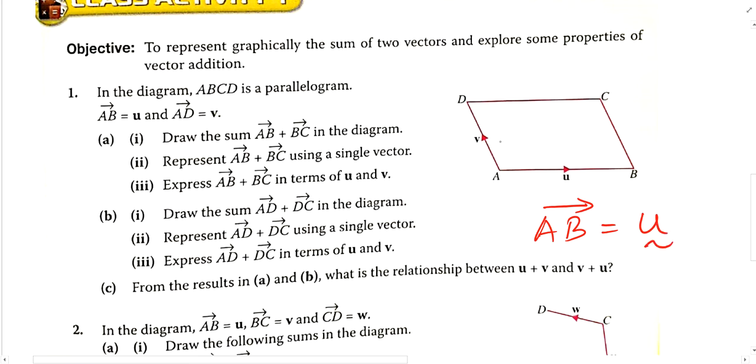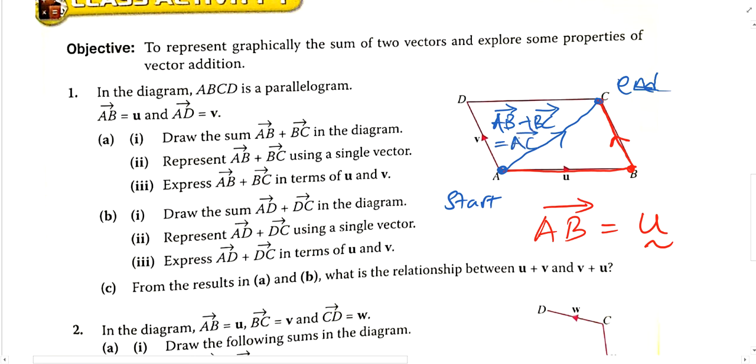Then AD is V. Draw the sum of AB plus BC in the diagram. This is AB, then BC, BC going this way. Right? So here I have my start, and I have my end over here. So what does AB plus BC look like? Just one diagonal. This is known as AB plus BC. And in summary, what is it called? AC law.